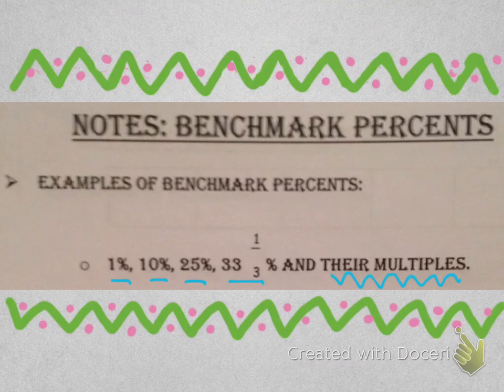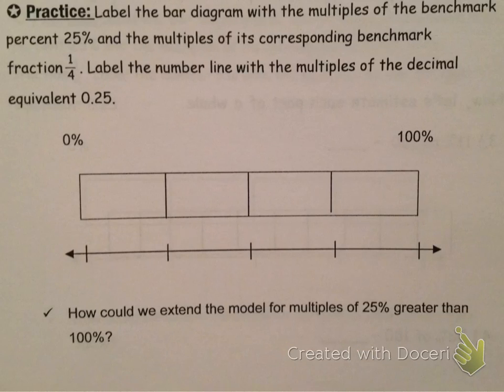1 times 2 is 2, so that'd be 2%. 10 times 2 is 20, that's 20%. These are benchmark percents. These are percents that we should have memorized by now. Let's practice using our benchmark percent.